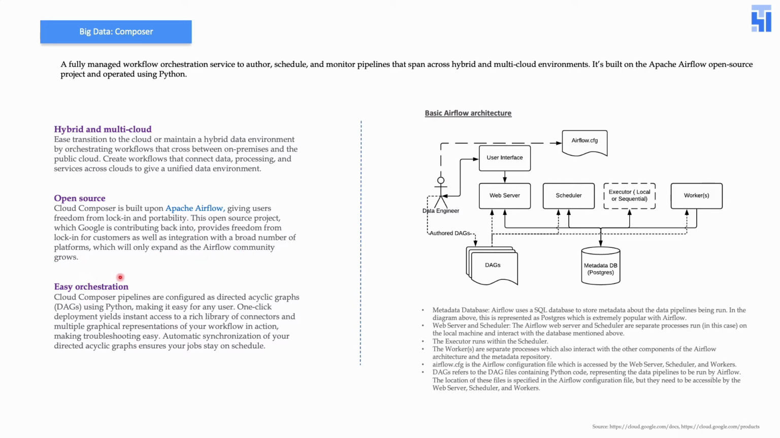Easy orchestration. Cloud Composer pipelines are configured as directed acyclic graphs, DAGs, using Python, making it easy for any user. One-click deployment yields instant access to a rich library of connectors and multiple graphic representations of your workflow in action, making troubleshooting easy. Automatic synchronization of directed acyclic graphs ensures jobs stay on schedule.